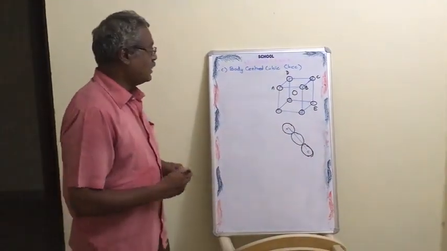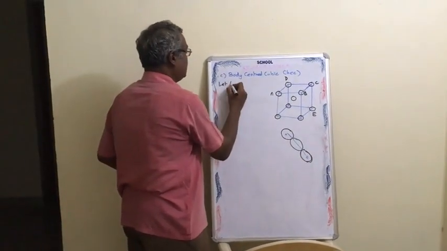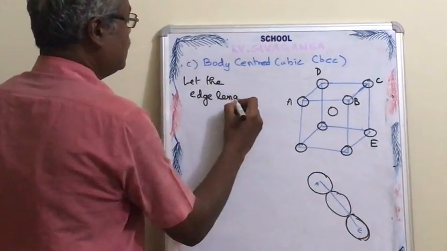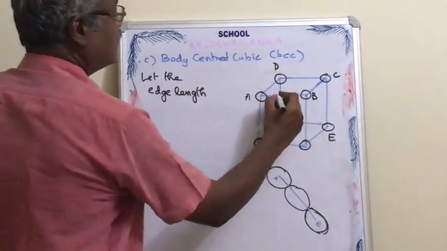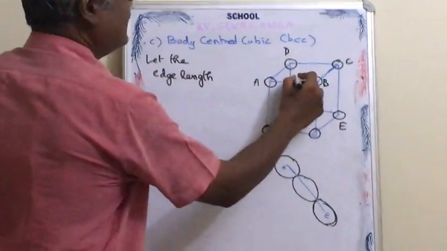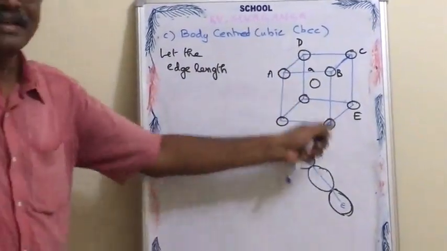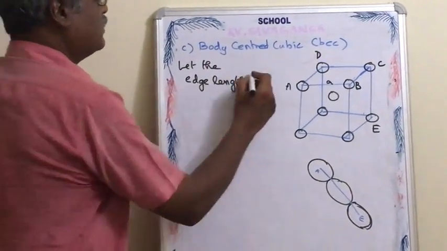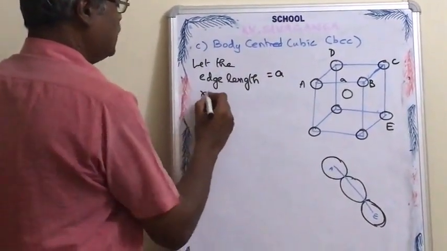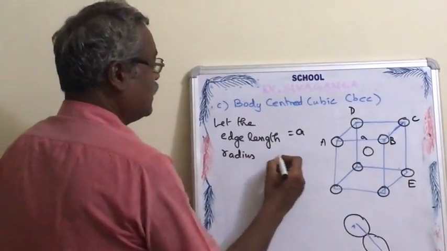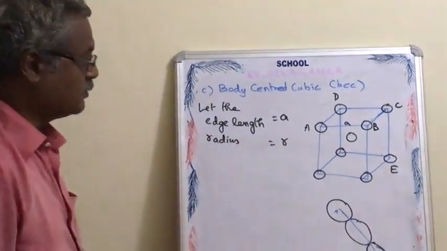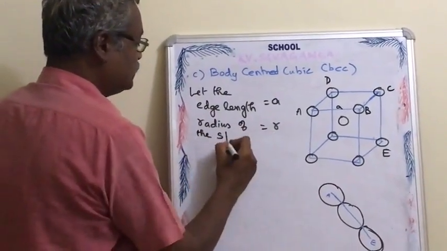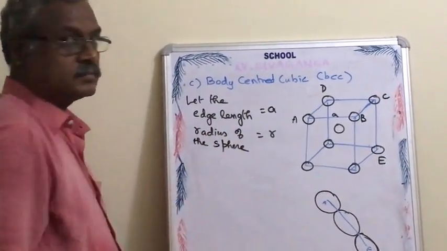Now here, once again, let the edge length of the unit cell be a. The edge length of the unit cell is always a, because in the cube all the edges are the same in length. So edge length equal to a, and the radius of the sphere, or radius of the particle, equal to r.